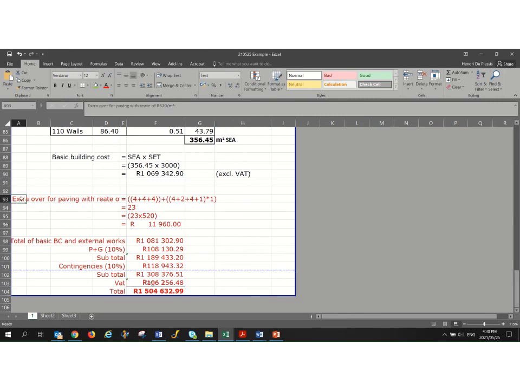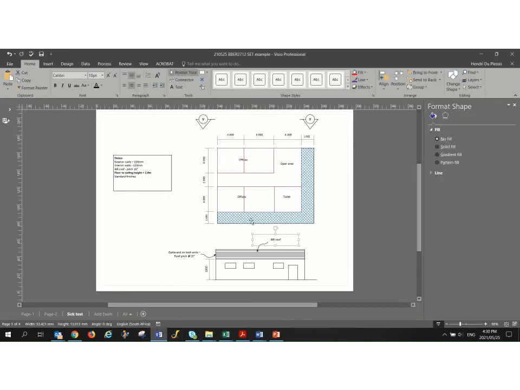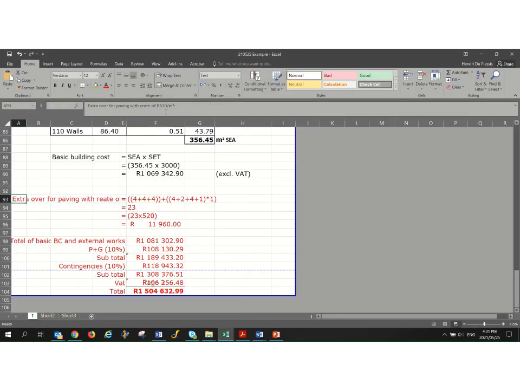So now we've calculated the basic building cost, but now we want to calculate what the actual cost of the building would be. So you would see that on the drawing there's some paving here on the side that was added. If we take it at a rate of 520 Rand per square meter, we just calculate what the paving contribution would be, and we get the area and we times it with the 520 to get an additional 11,960 to be added to our basic building cost here.